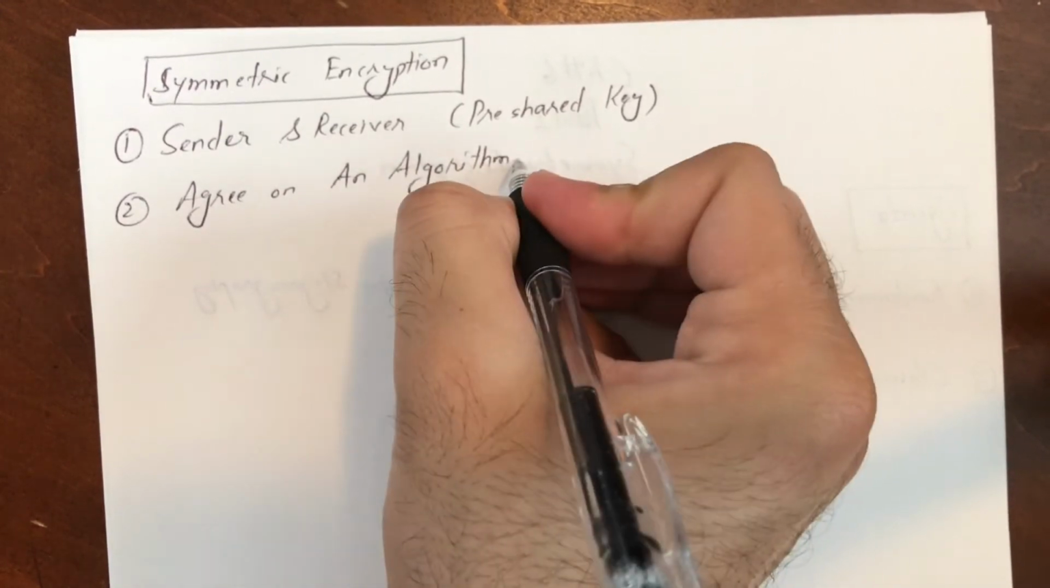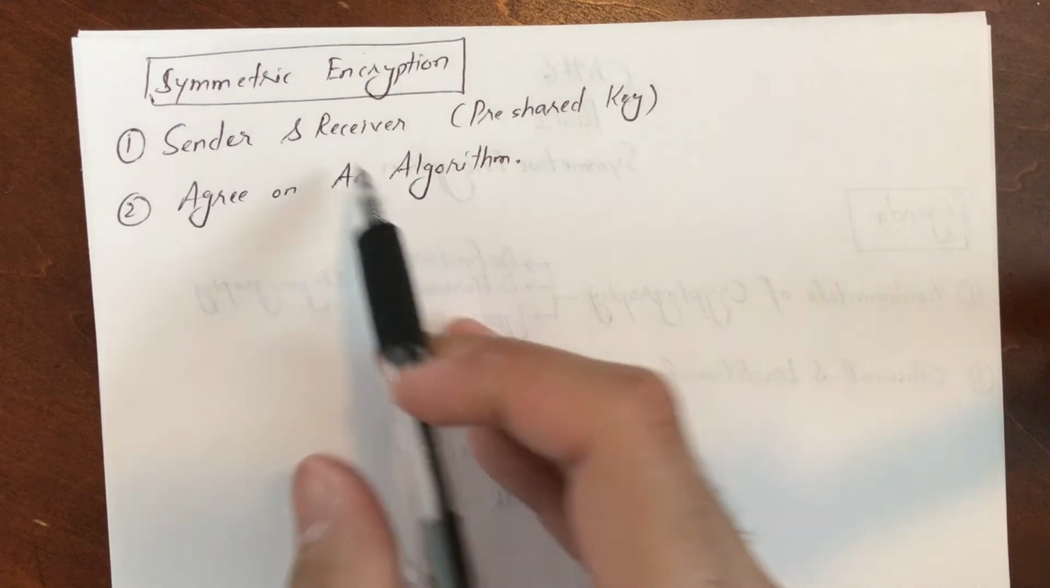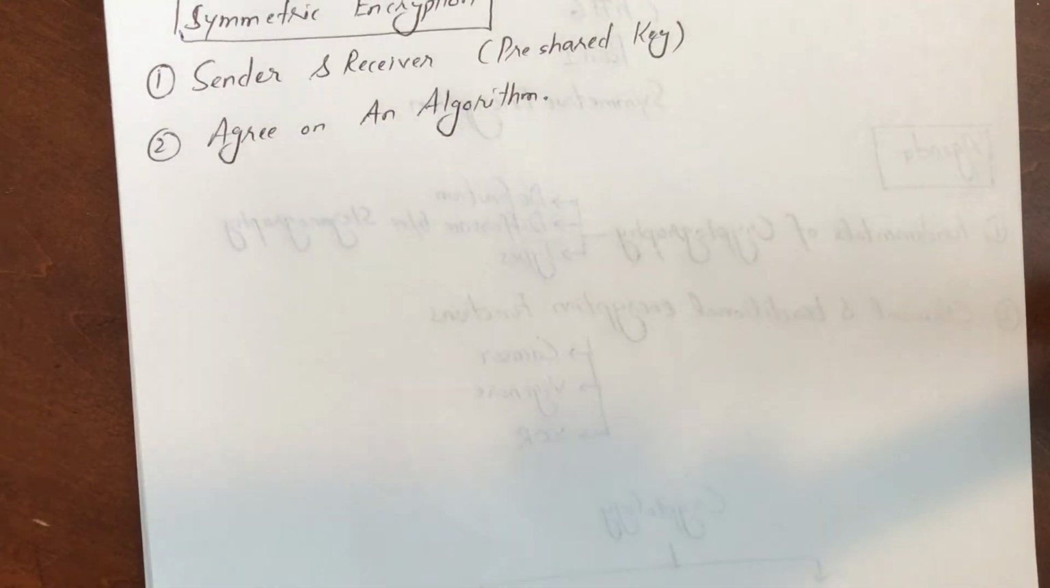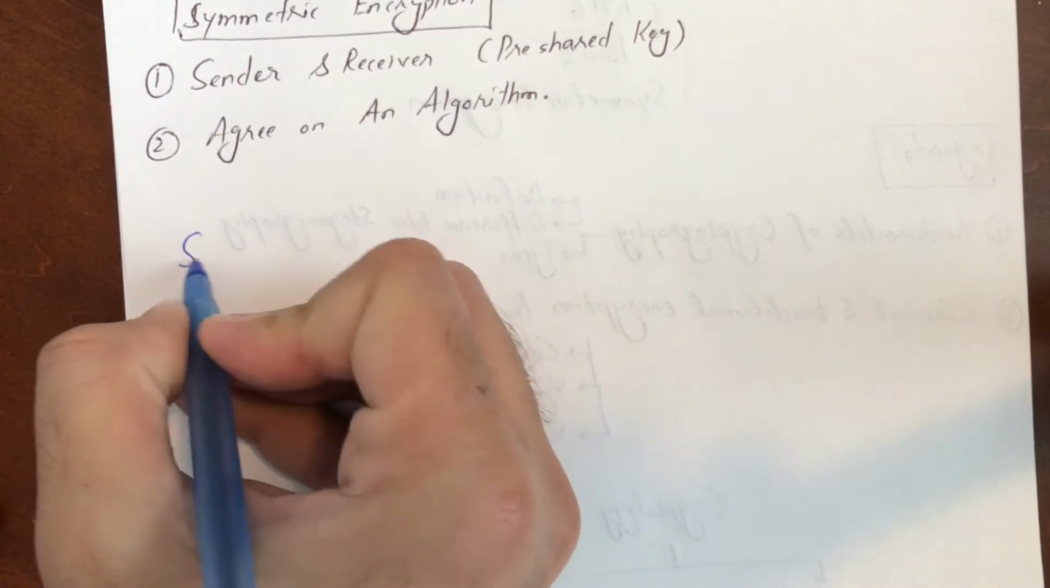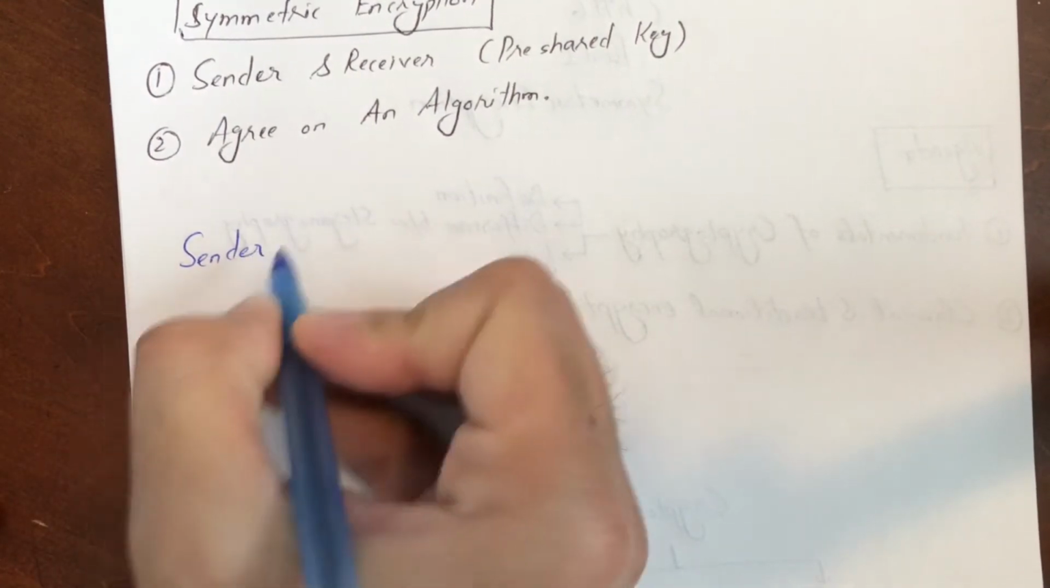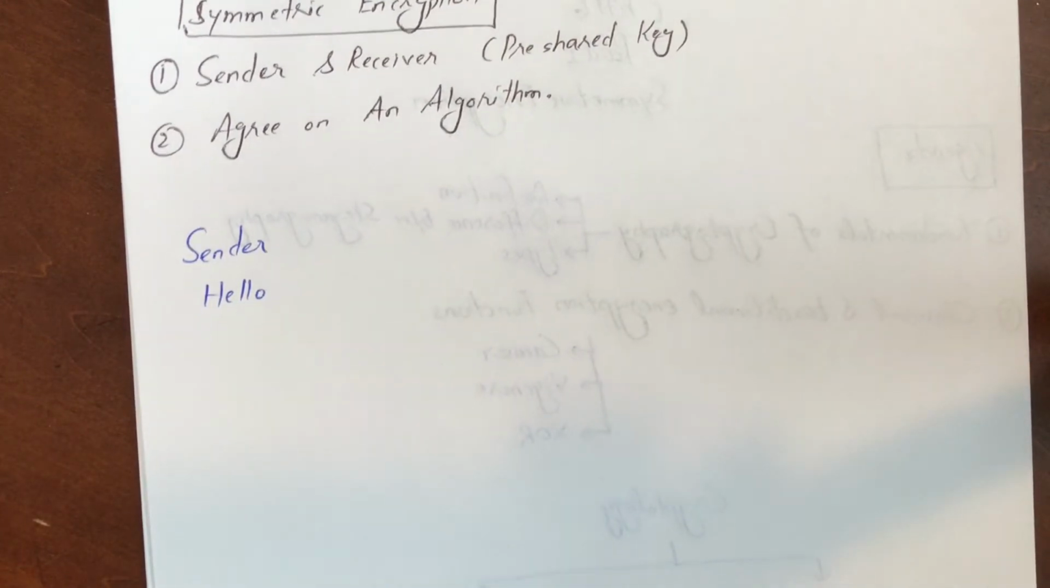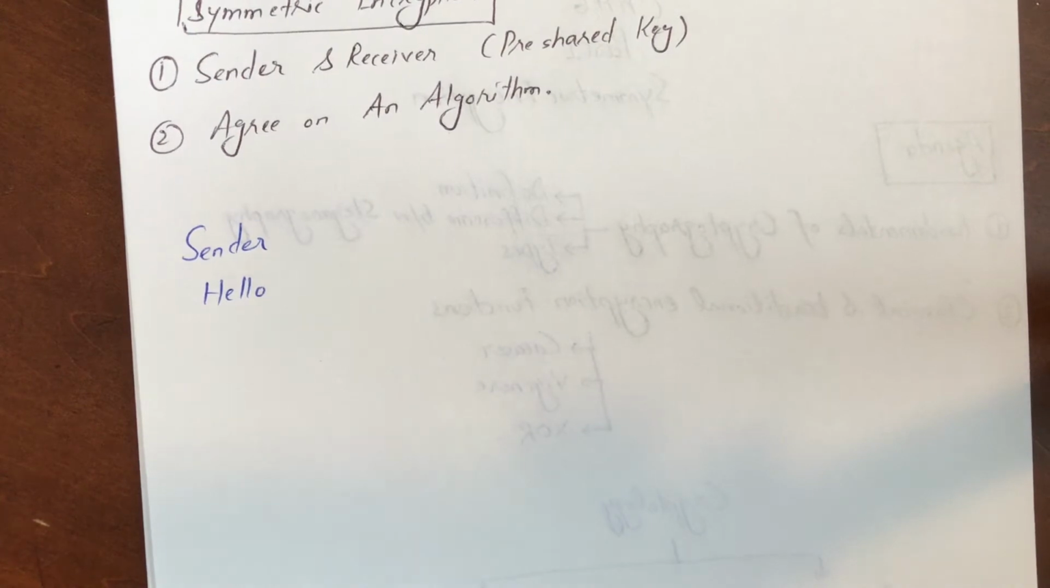So both of the parties know the algorithm, then both should have the same key. For example, if we make a small diagram or figure. So let's say this is our sender, and the sender wants to send a message, hello, to, for example, our receiver. Sender wants to send this hello message to the receiver.